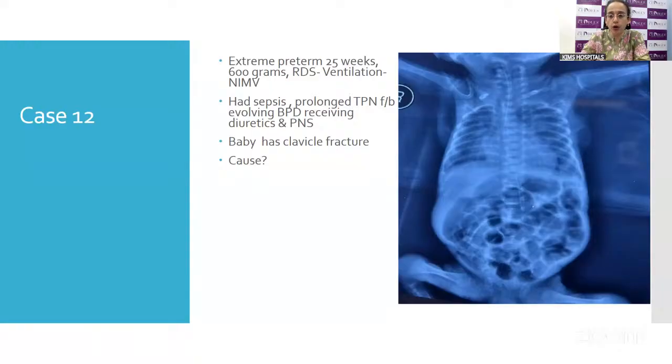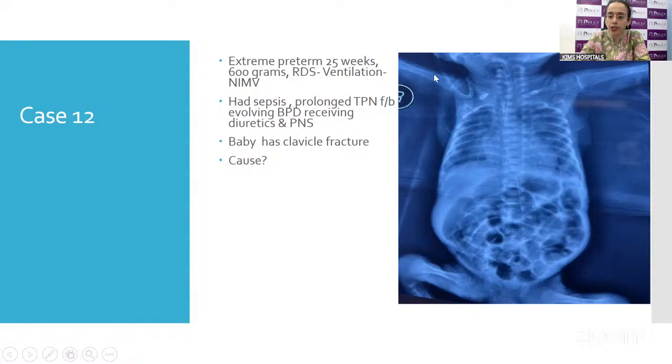Baby received prolonged TPN for feeding intolerance, and the baby improved out of all those problems and then had evolving BPD. The baby also needed diuretics and postnatal steroids. So when the X-ray was taken, there was a clavicle fracture noted on the X-ray, and we can also see here the upper edges of the humerus.